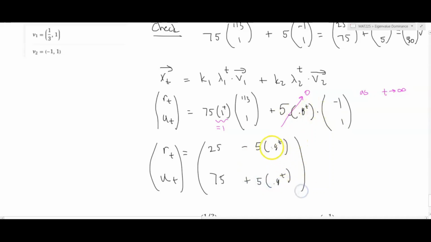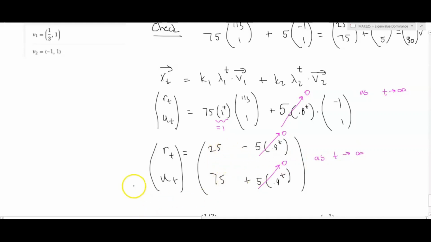So now you can see what's happening here. As you raise t large enough, this term will decay to 0. This term will go to 0, again, as t approaches infinity, and all I'm going to be left with is the constants 25 and 75.